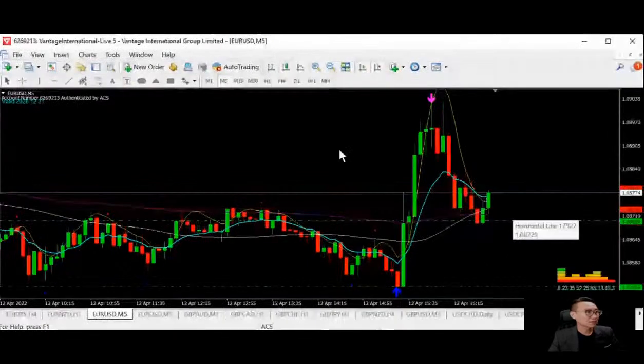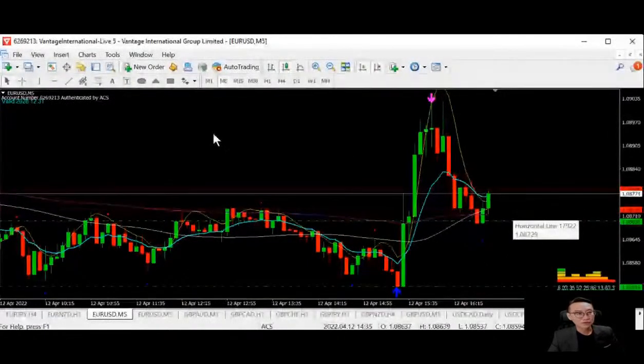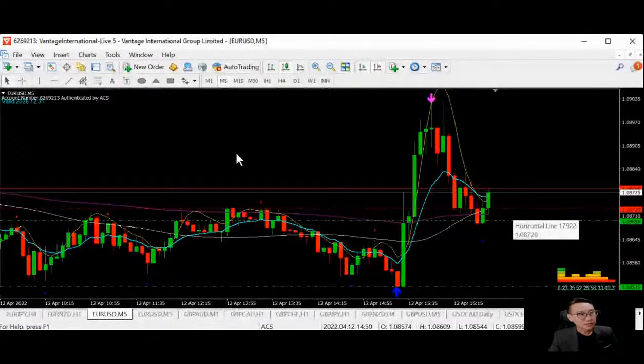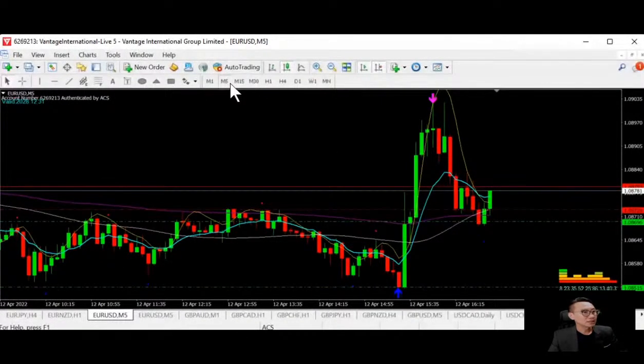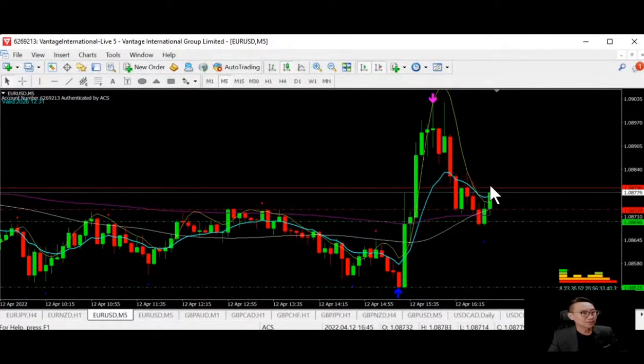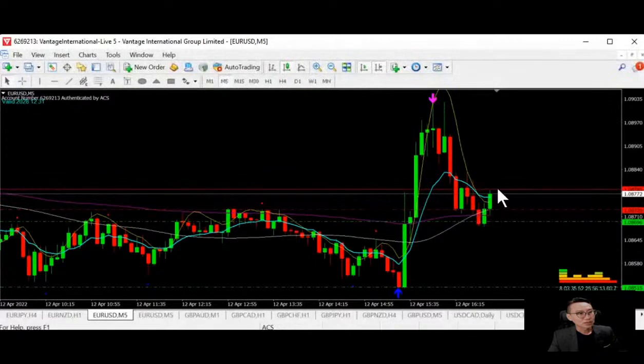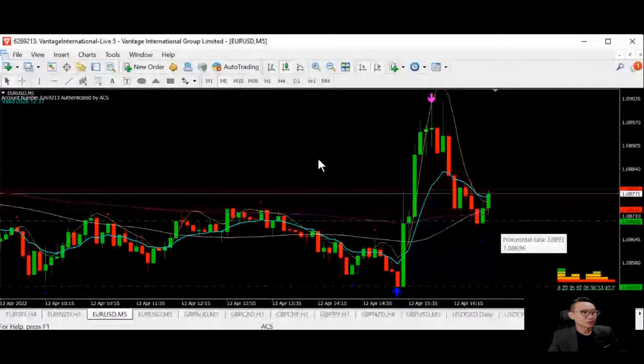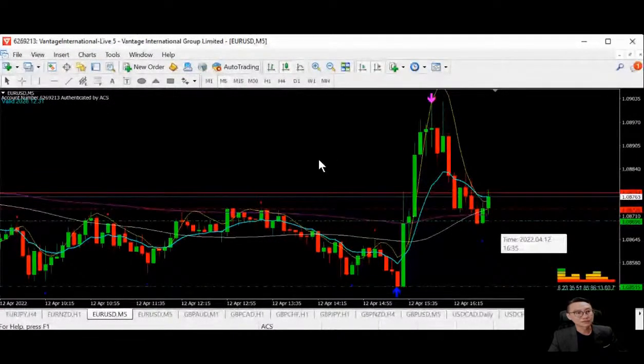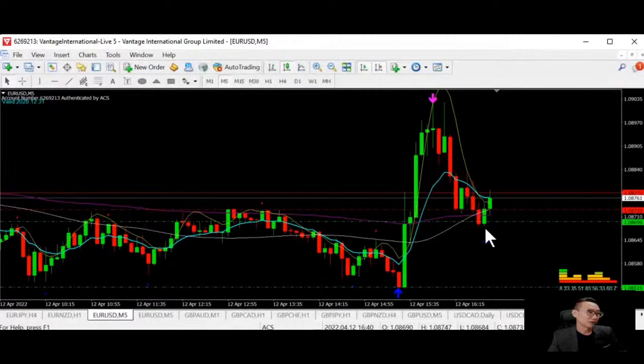So just give it some time, just bear with it and wait. Let's see if it's going to test the resistance again. Then this way it goes to a lower resistance. Then it still goes up and comes down to another resistance, then it will form a little V here to go down and retest again. Retest which support? This support. This shall be the support level.